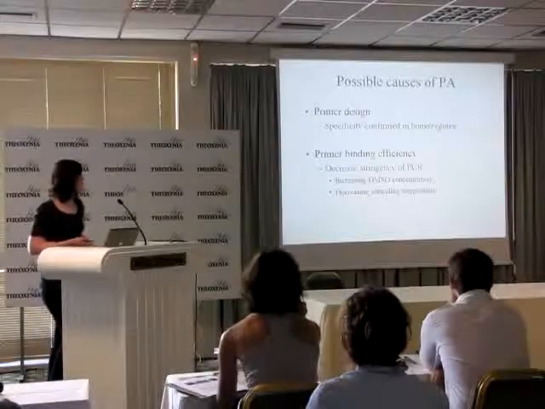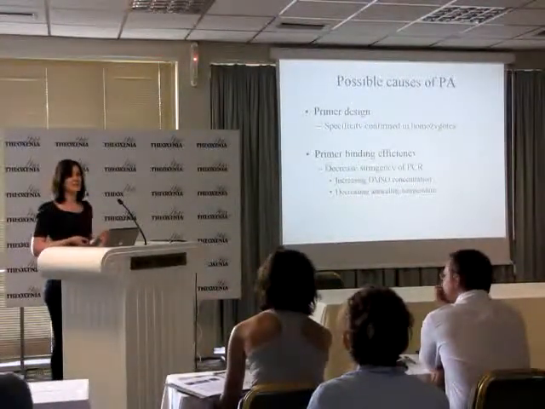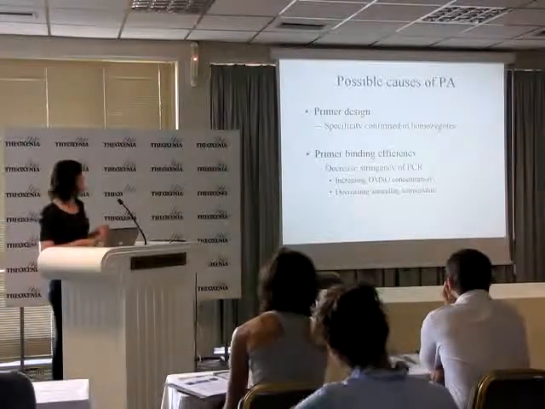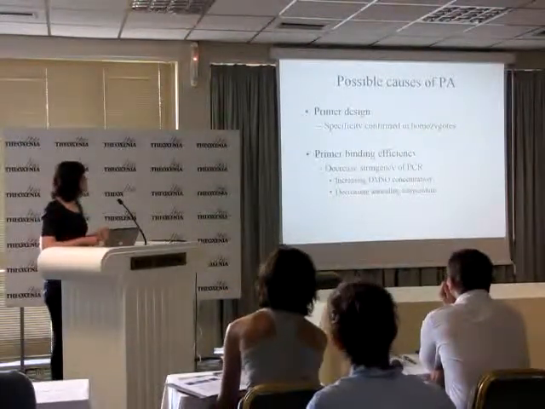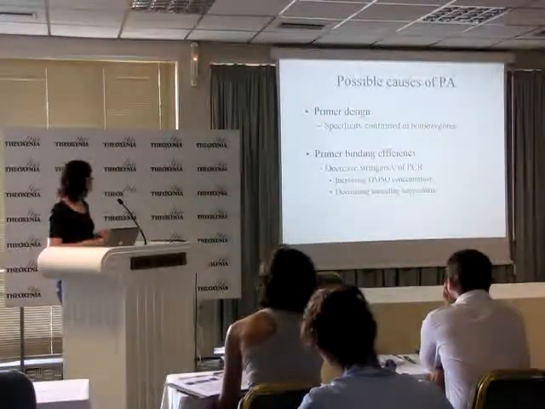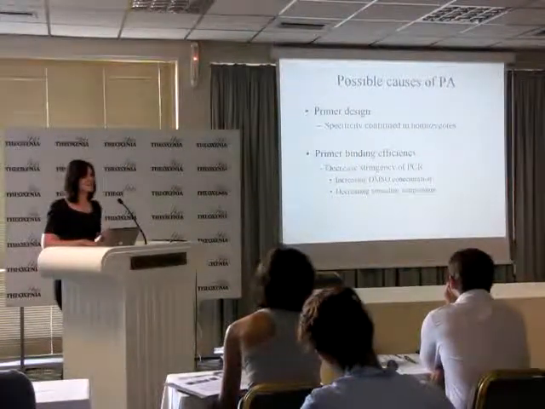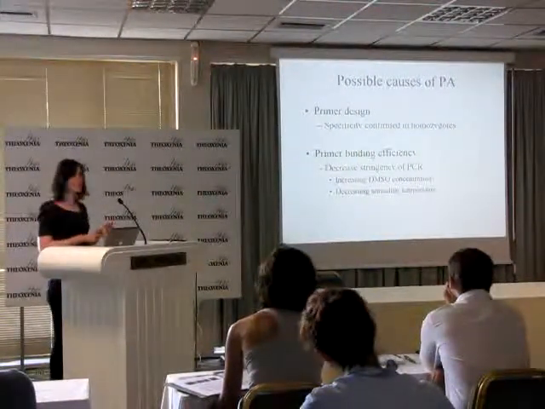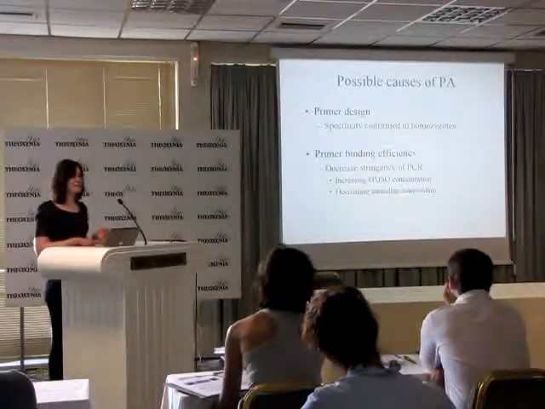So, possible causes of PA. First of all, could it be the primer design? This is not the case, because my specificity was confirmed when I amplified the homozygotes. The second possible cause could be primer binding efficiency. So I thought to decrease the stringency of the PCR in either of two ways: increasing your DMSO concentration or decreasing the annealing temperature.